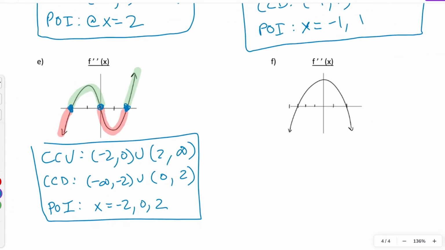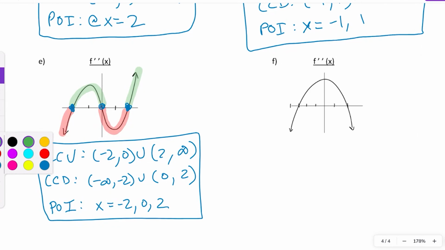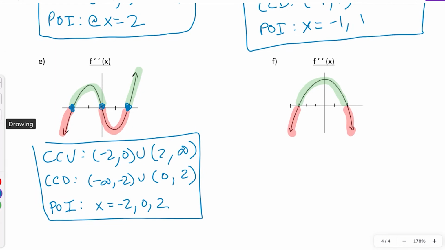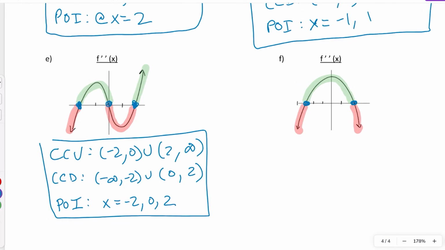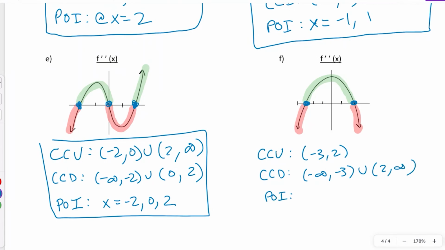Okay, letter F. It's also a second derivative graph, which is positive in between negative 3 and 2, and negative outside of that interval. I'm going to have points of inflection at these x-intercepts where the sign of f double prime changes. So f will be concave up in between negative 3 and 2, concave down between negative infinity and negative 3, and also between 2 and infinity. And then I'll have 2 points of inflection here, one at x equals negative 3, and the other at x equals 2.